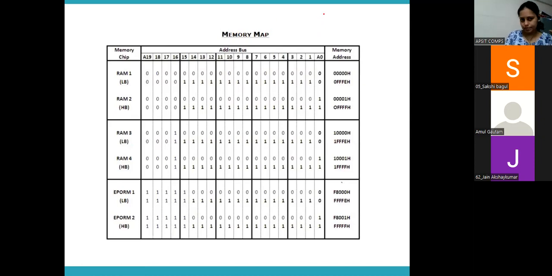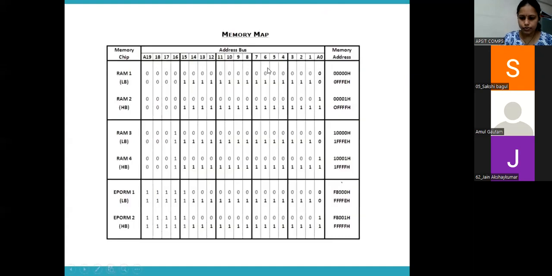So RAM के लिए हमें कितना चिप्स लगता है? How many chips do we require for RAM? 4. ROM के लिए 2 chips, right? So you see here, RAM 1, RAM 2, RAM 3, RAM 4. 4 chips for RAM. Okay. For EEPROM, we want only 2 chips. So this is EEPROM 1 and this is EEPROM 2.